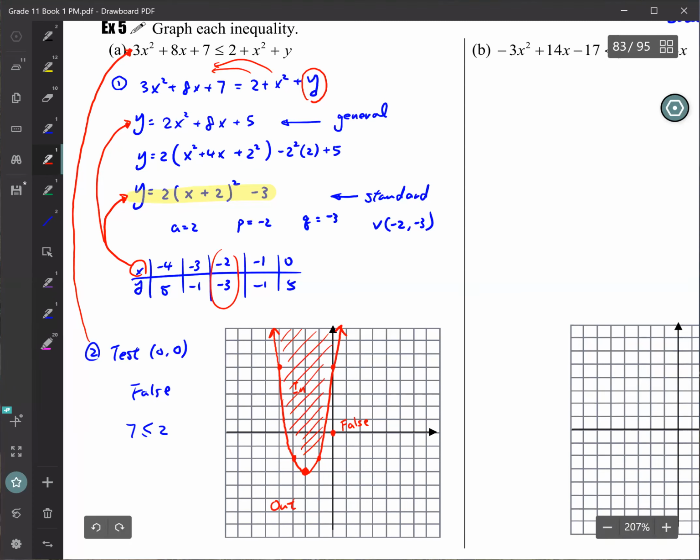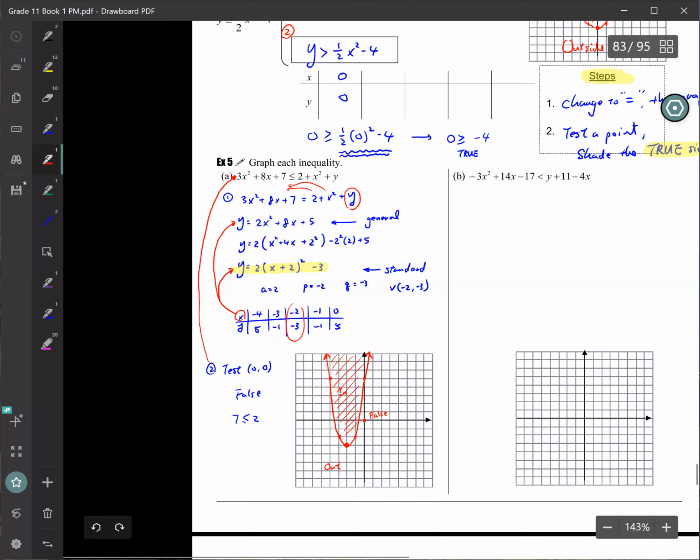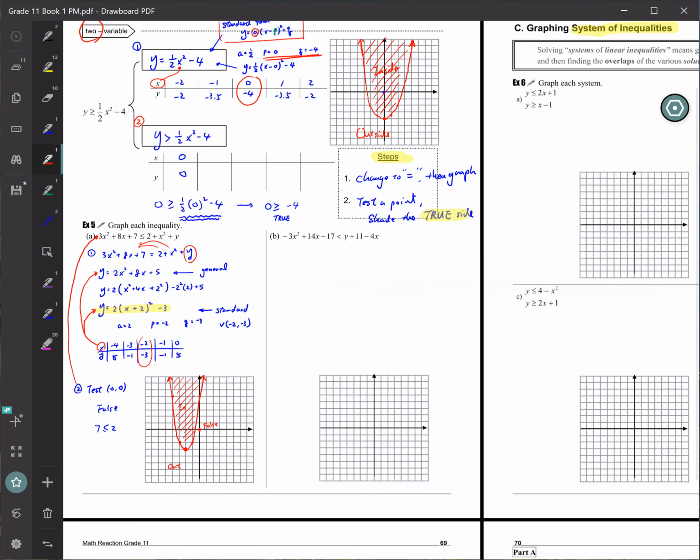Okay? If you test and then found out 0, 0 is true and 0, 0 is on the outside, then you shade the outside, okay? So it depends. It's not always inside, not always outside, okay? It just happened to be inside for this question.